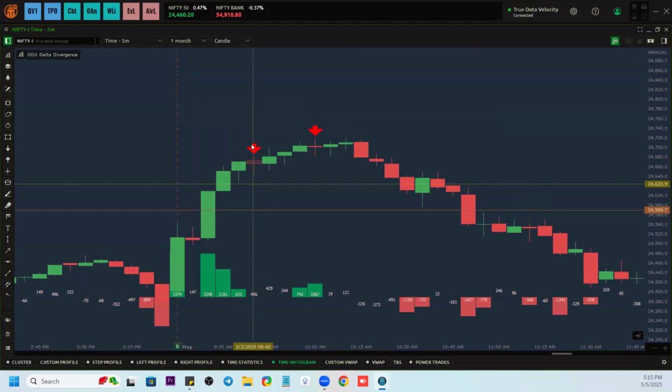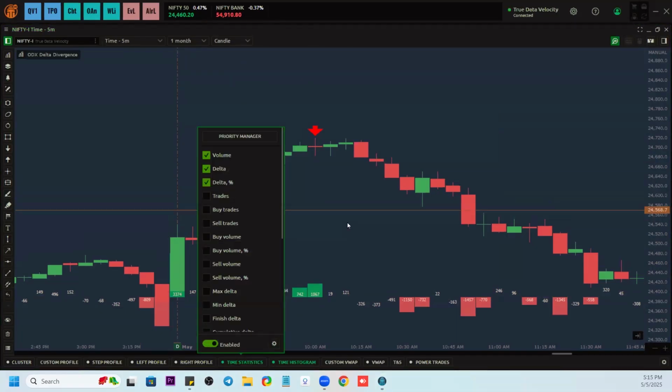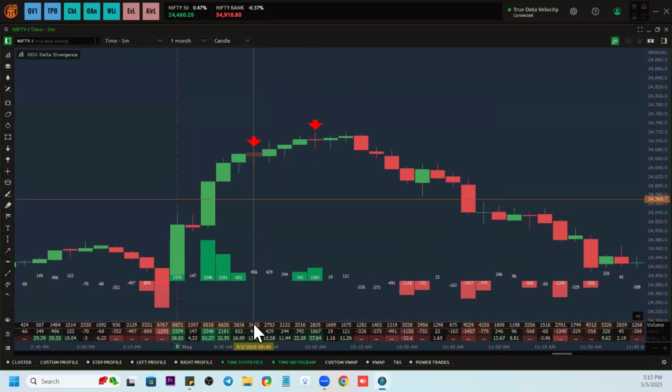Now you see, I got one signal here, but the delta is not 500. I got another signal here, but the delta is more than 500. I'm not saying that this is a bad divergence. This is also a good divergence, because if you check the volume, the volumes are quite good. The volume is somewhere around 3,000, so almost 3,500 volume.